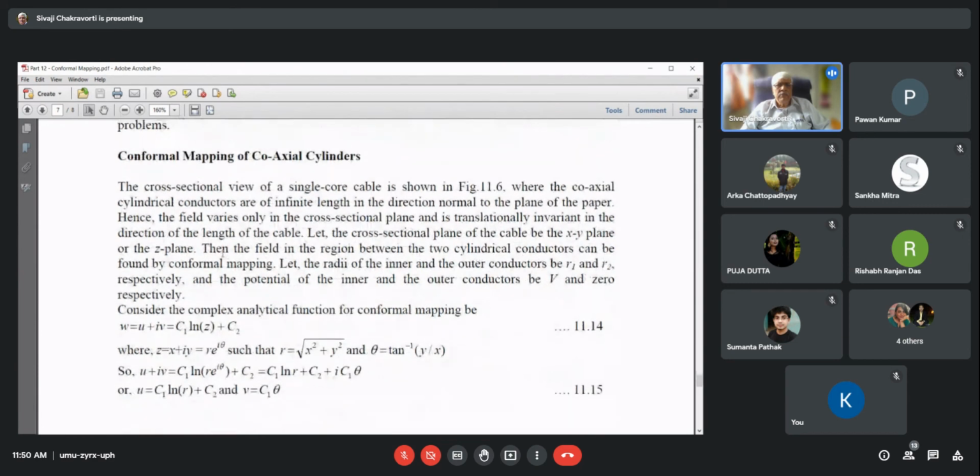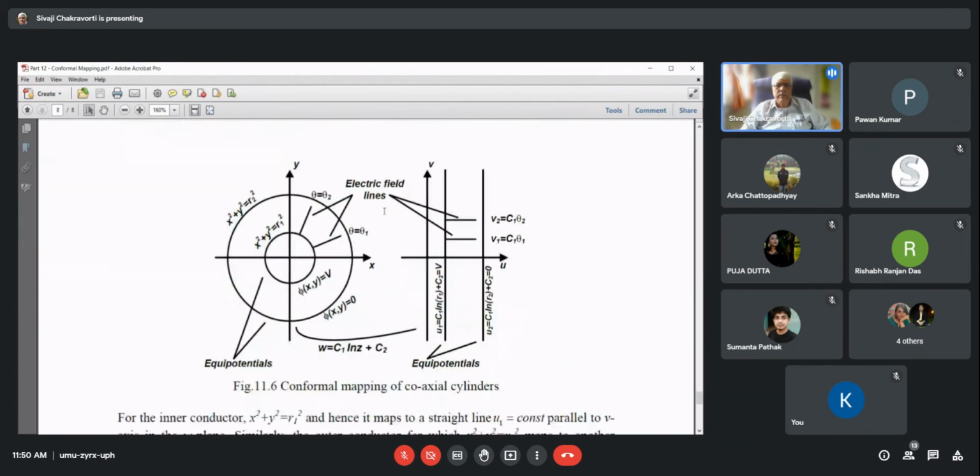So now I am giving you a very specific example: conformal mapping of coaxial cylinders. The diagram is something like this. On the left you have the coaxial cylinder. It is a two-dimensional field, and you know that the field is translationally invariant. So the inner cylinder is an equipotential, and if the radius is r1, then the equation is x² + y² = r1².